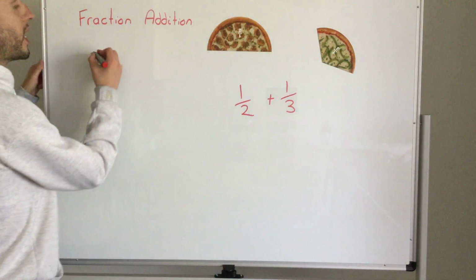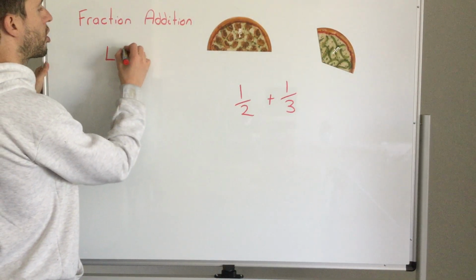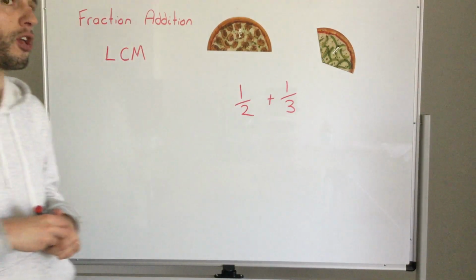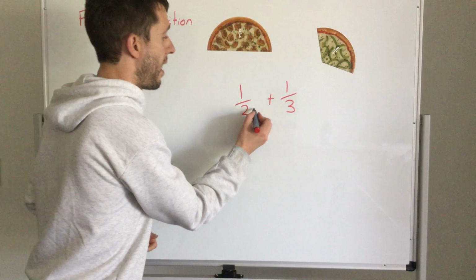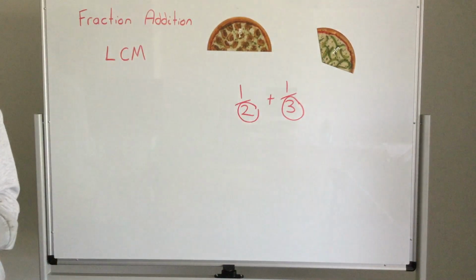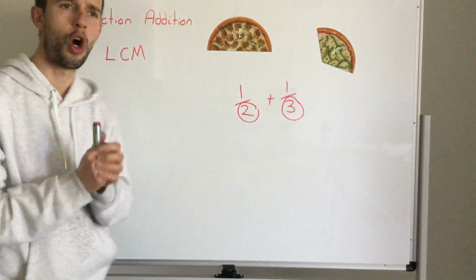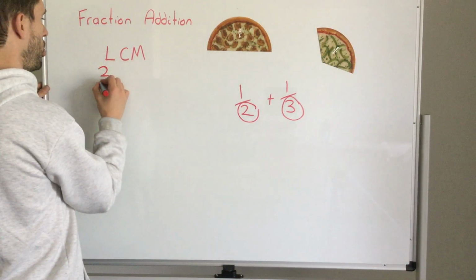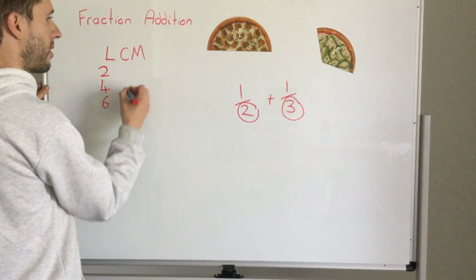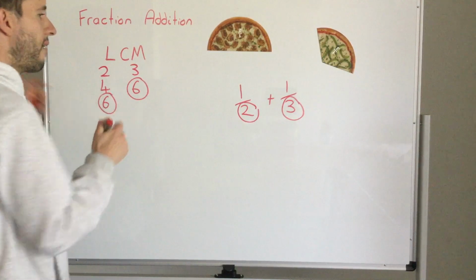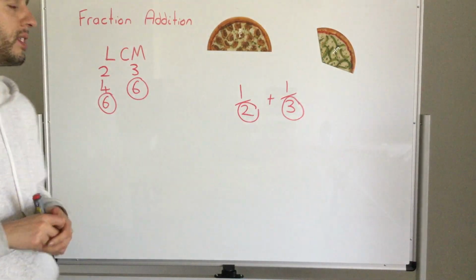And that's where we are looking at the lowest common multiple. So we are going to be thinking about the denominators. We have 2 and we have 3. What is the lowest common multiple of 2 and 3? 2, 4, 6; 3, 6. So here we have a lowest common multiple of 6.